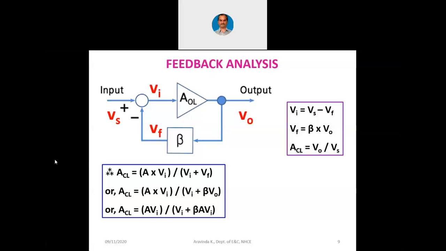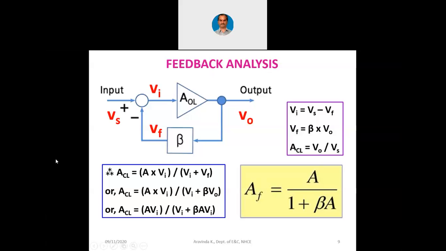No one is telling. It is actually very simple. Let me show you. See, we will be writing an equation called AF equals A by 1 plus beta into A. You can see here, ACL is nothing but AF. AF means gain with feedback. A is now gain without feedback. So we can see Vi gets cancelled and we have AF equals A by 1 plus beta into A. Sometimes we call it as A by 1 plus A beta also. And we call it as AF also, ACL also. Both are one and the same.